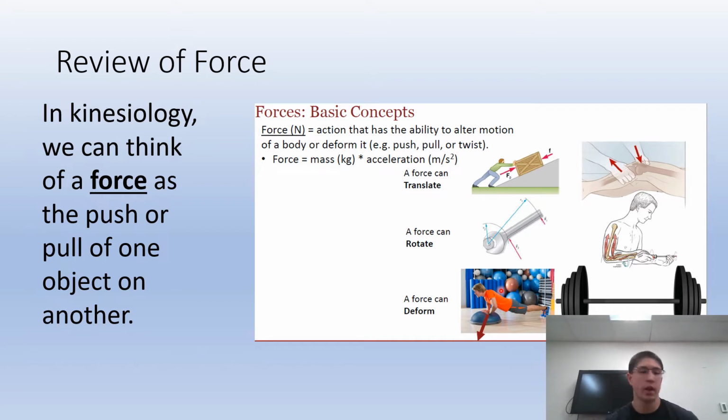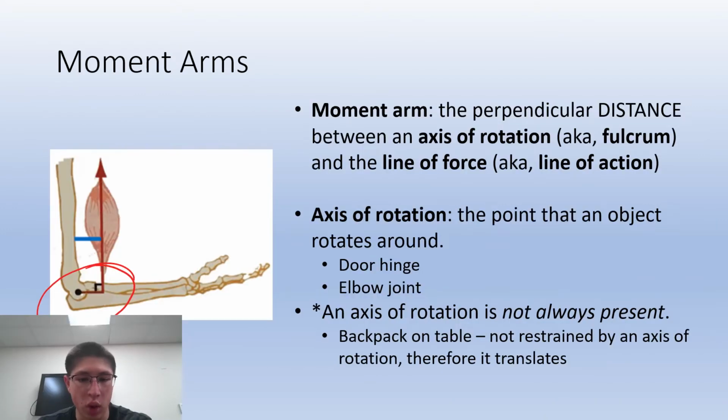Last thing to note with forces. In all these examples, when I applied force to something, it caused some type of movement, whether that was translation, rotation, or just deformation. Keep in mind that there are scenarios where you're applying forces to something, but you're not actually seeing any movement. So for example, if I'm just pushing against a brick wall, I'm applying force to it, but the wall is not actually moving, and you can't observe any movement going on there, even though there are forces involved. And we'll get into more concrete examples of this in just a little bit. But to summarize, in kinesiology, we can think of a force as the push or pull of one object on another.